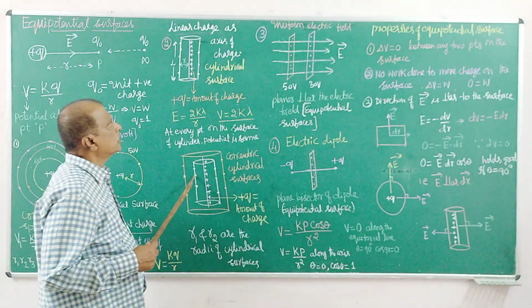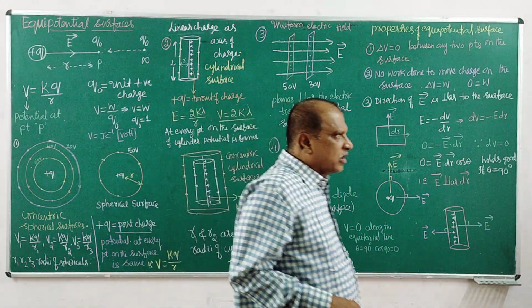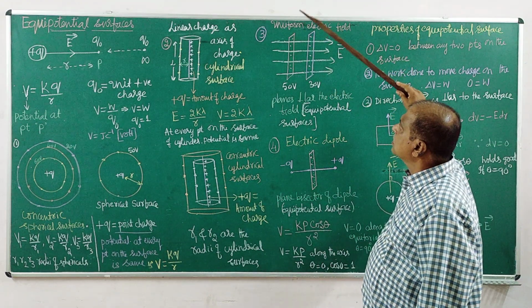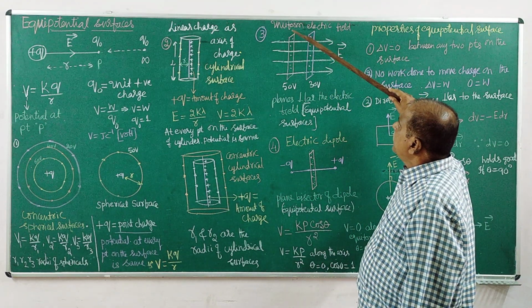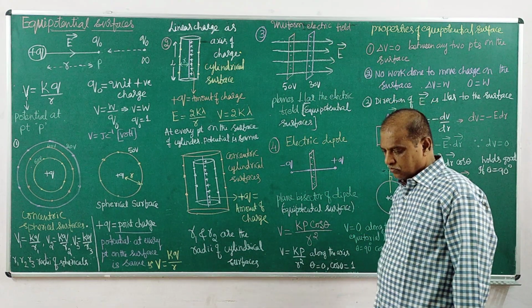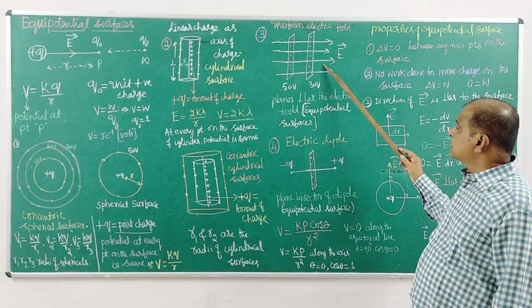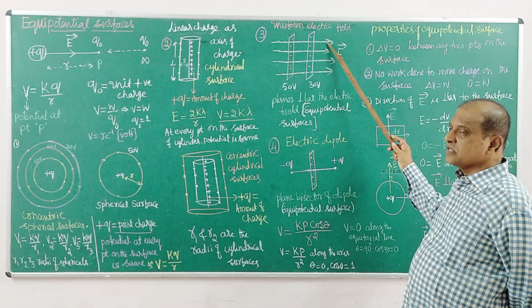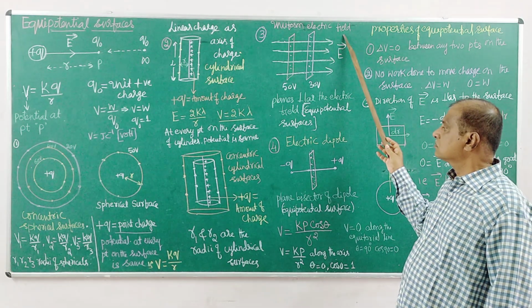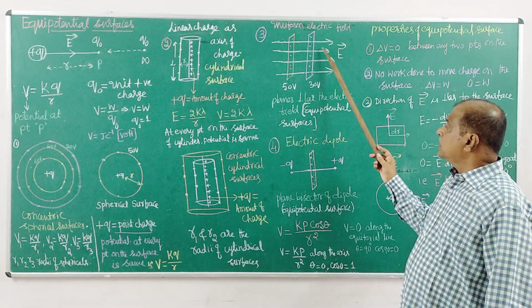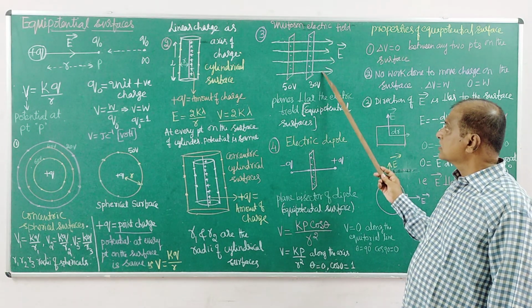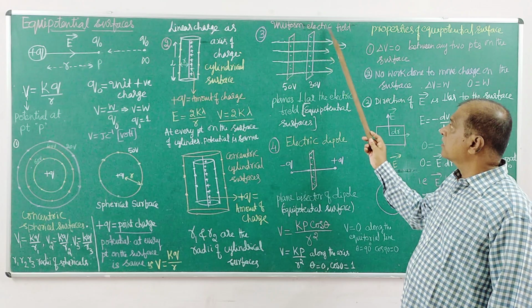Now, what type of surfaces can we imagine in a uniform electric field? What is a uniform electric field? A uniform electric field is represented by a series of parallel lines at equidistance, with direction like this.